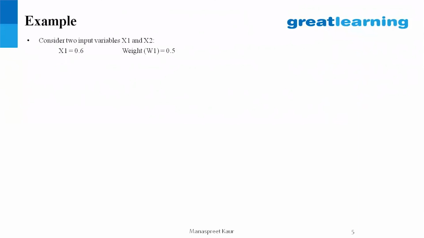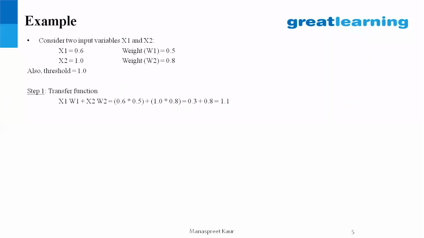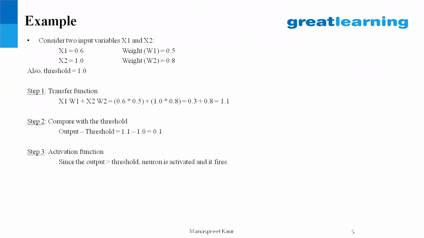This is similar to the summation function that we had seen here. Next, we compare this value that we've got with the threshold. Our value is 1.1, but the threshold is 1.0. So we see that our output is more than the threshold that was allowed. Since the output is greater than the threshold, the neuron is activated and it fires. This is a very simple example.